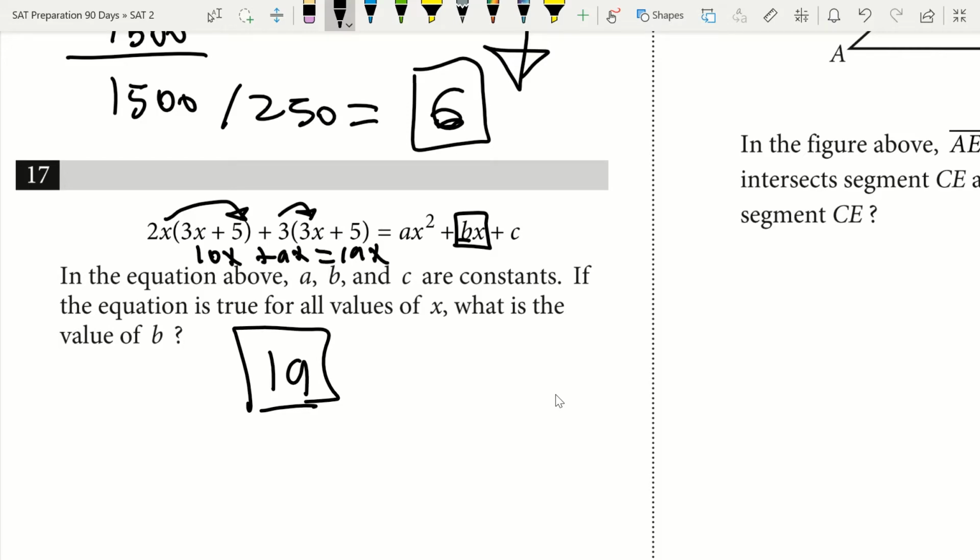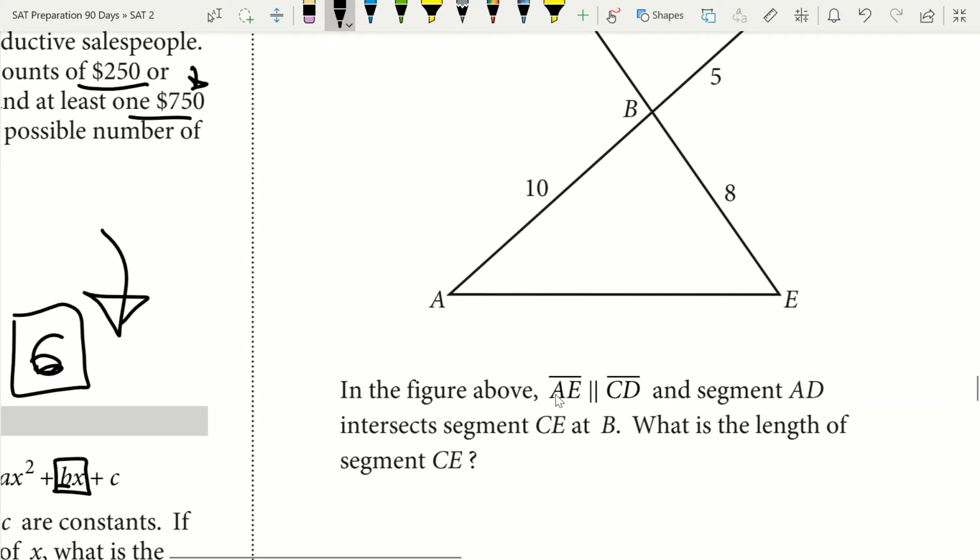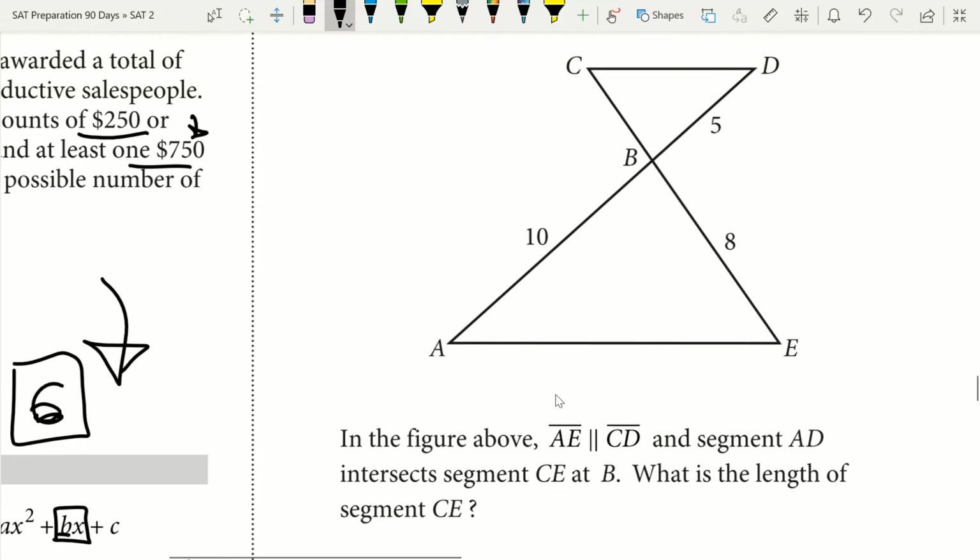All right, number 18. Let's go to our right here. We've got a geometry problem. We got two parallel lines. AE is parallel to CD. Segment AD intersects CE at B. What's the length of CE? So solving for the length of CE.